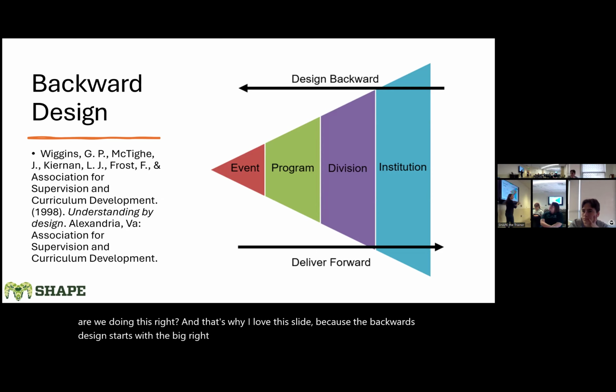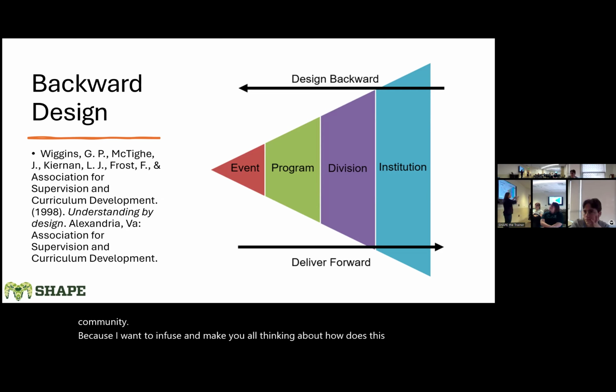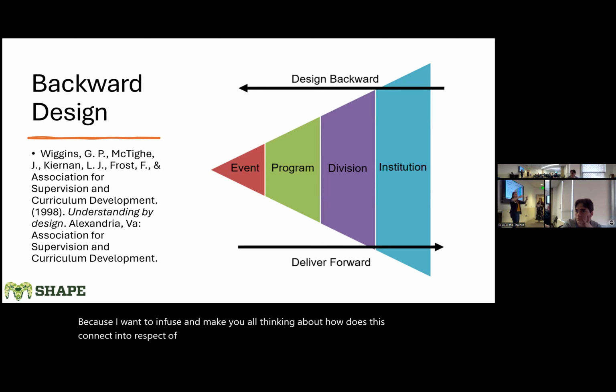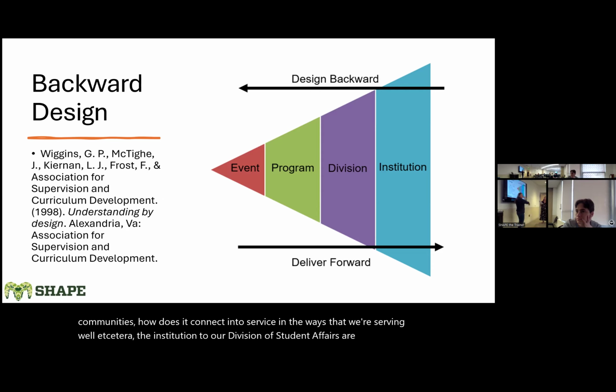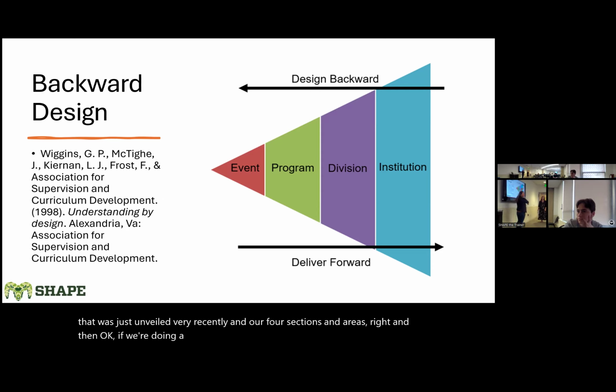So I start every workshop with our principles of community, because I want to infuse and make you all think about how does this connect into respect of our employees, of our environments, of our communities? How does it connect into service in the ways that we're serving well, et cetera? The institution, to our Division of Student Affairs, our strategic plan that was just unveiled very recently, and our 4 sections and areas, right?